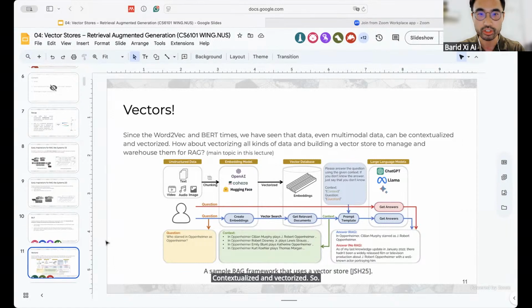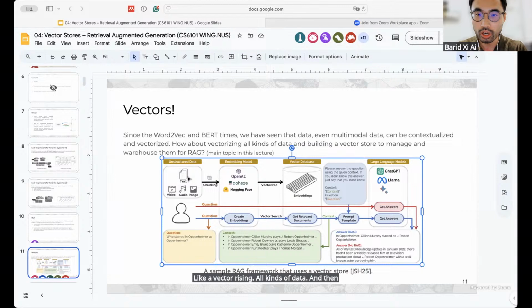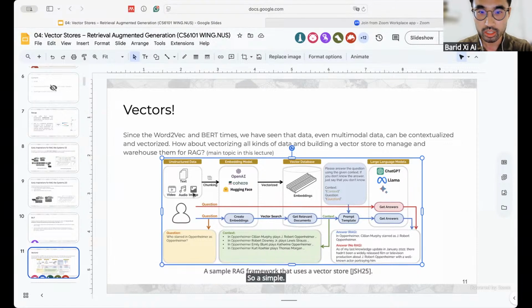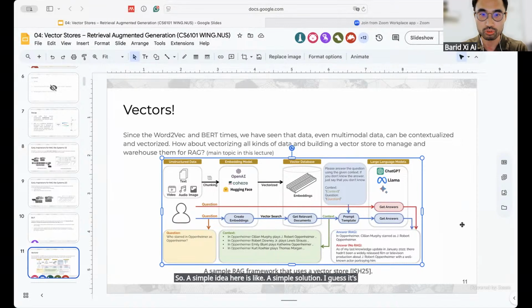Since the BERT times, we have seen all kinds of data can be contextualized and vectorized. So a simple idea here is, how about we vectorize all kinds of data, and then build a vector store to manage and warehouse them for our RAG model? I guess it's a simple solution that is universal for all kinds of RAG models.